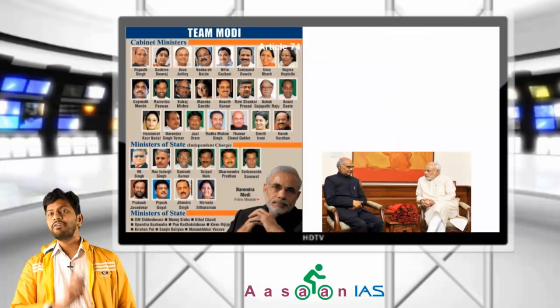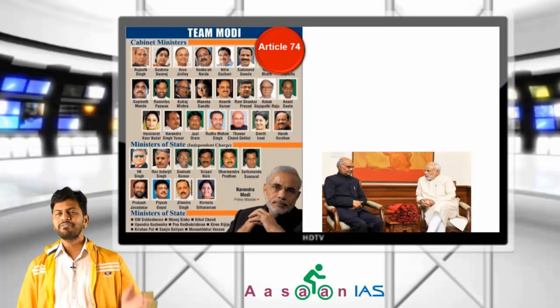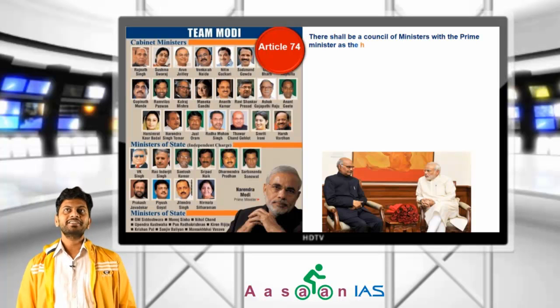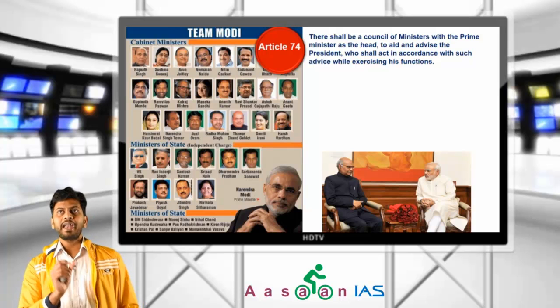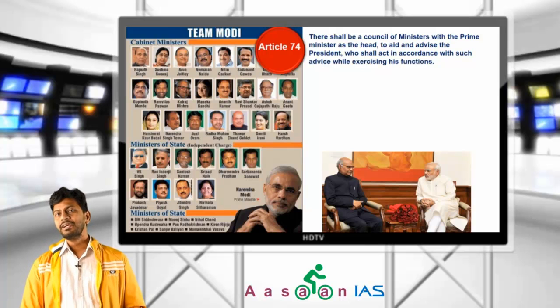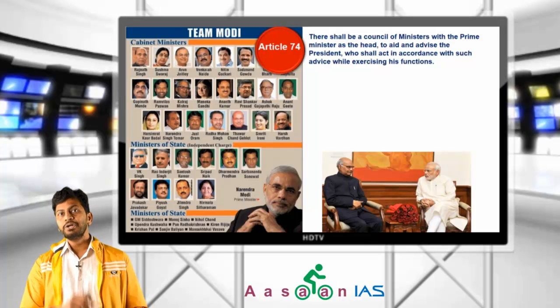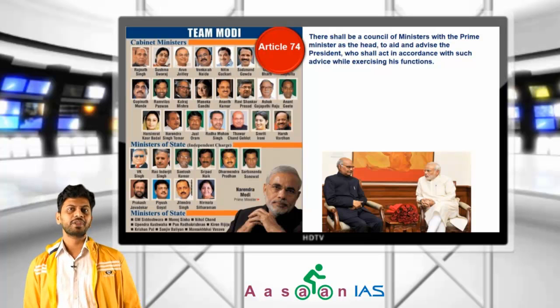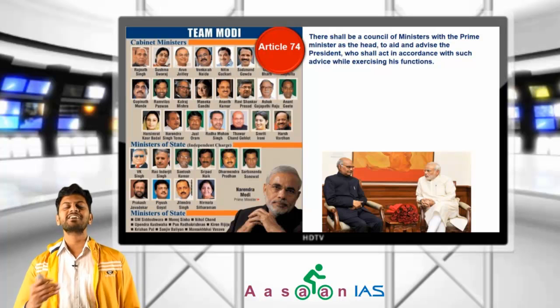Now one more article I would like to mention here, that is Article 74. Again, we will see this when we discuss the Council of Ministers also. It states that there shall be a Council of Ministers with the Prime Minister at the head, obviously, to aid and advise the President, who shall act in accordance with such advice while exercising his functions.